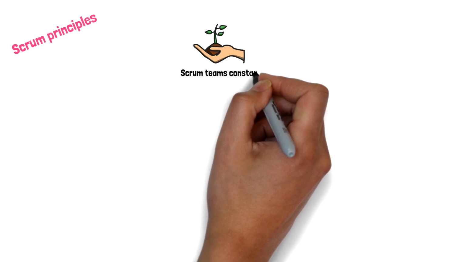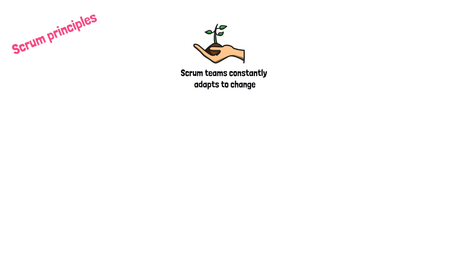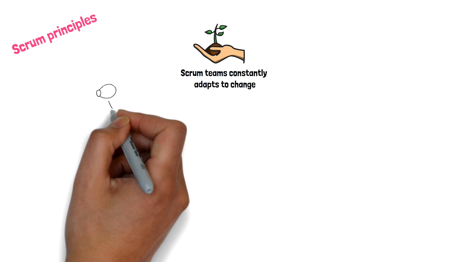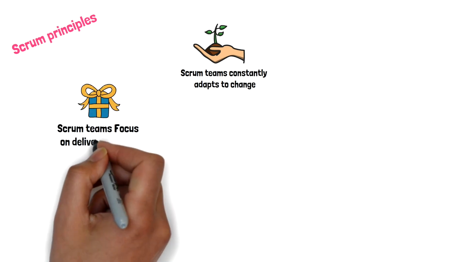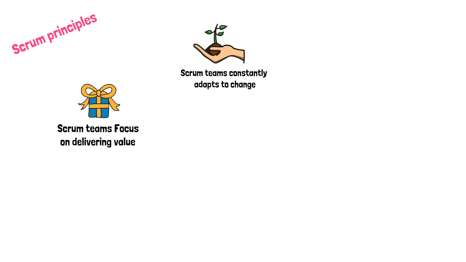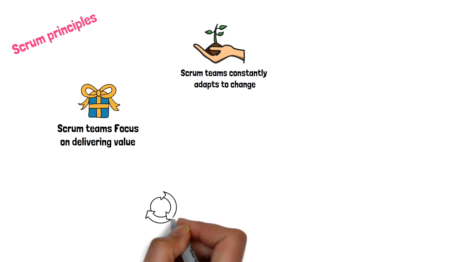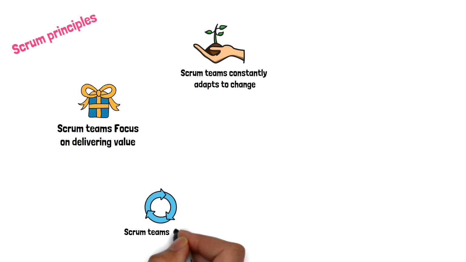Embrace change. Scrum teams are constantly adapting to changing requirements. Focus on value. Scrum teams focus on delivering working product that is valuable to customers. Deliver frequently. Scrum teams deliver working product frequently, typically in iterations of 2 to 4 weeks.